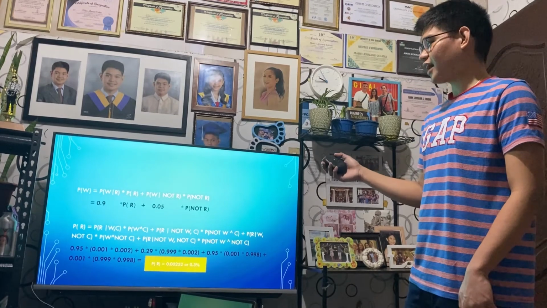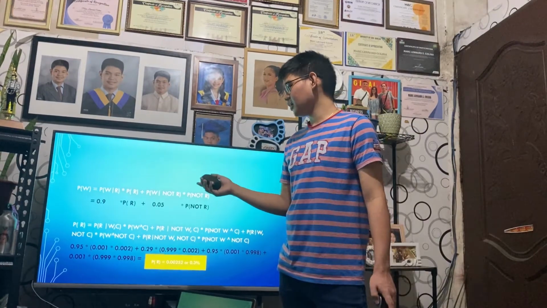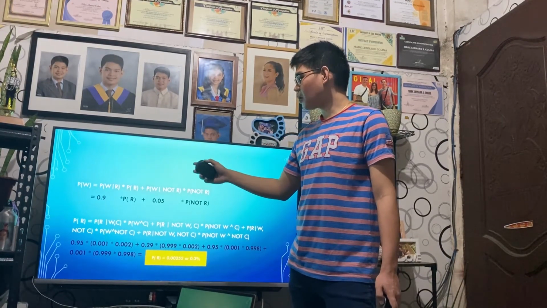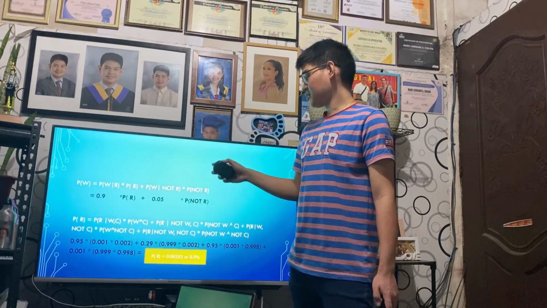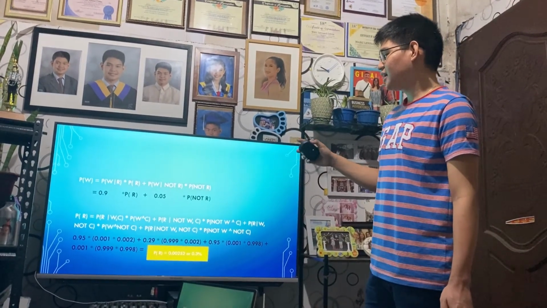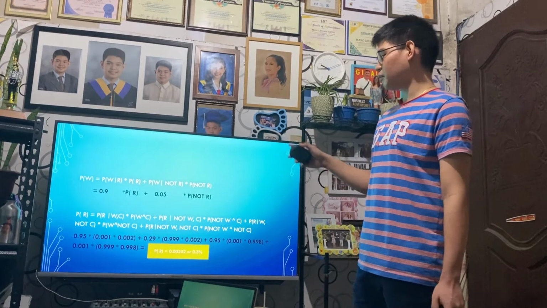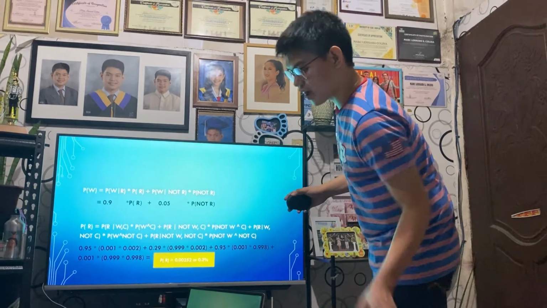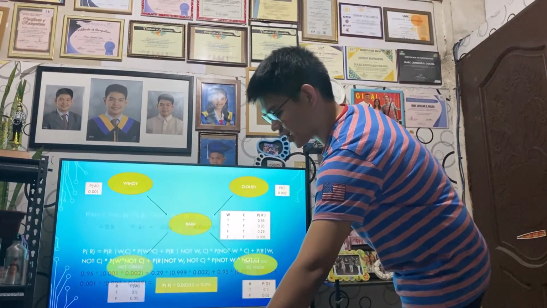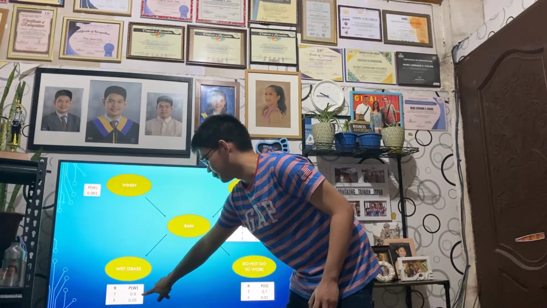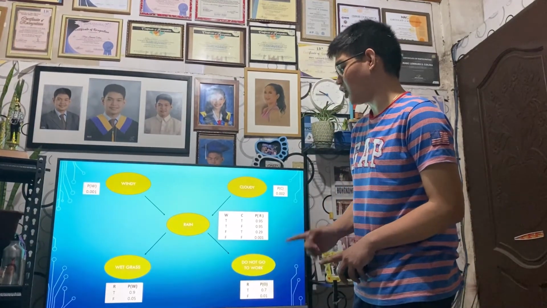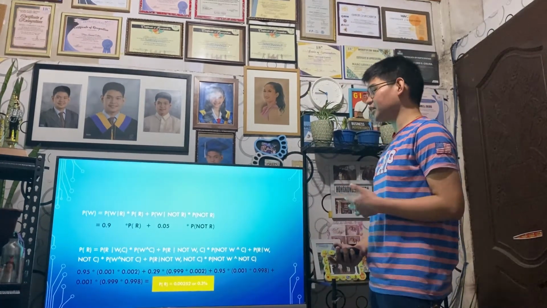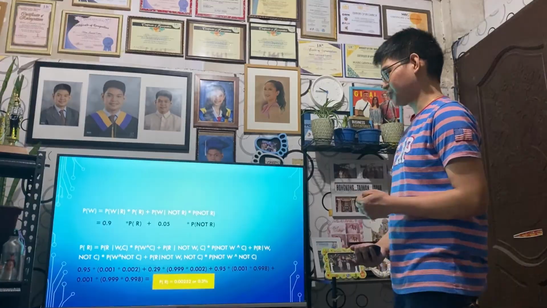For us to do that, we have to get the probability of wet grass given that it will rain, multiplied by the probability of rain, plus the probability of wet grass given that it will not rain, multiplied by the probability that it will not rain. But given our graph, we only know the probability of wet grass given rain, which is 0.9, and the probability of wet grass given no rain, which is 0.05. The probability of rain and the probability of not rain remain unknown.